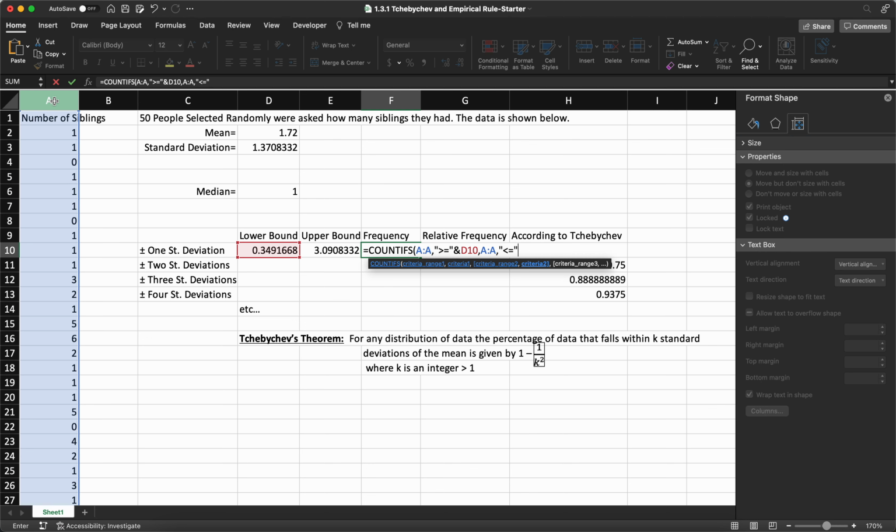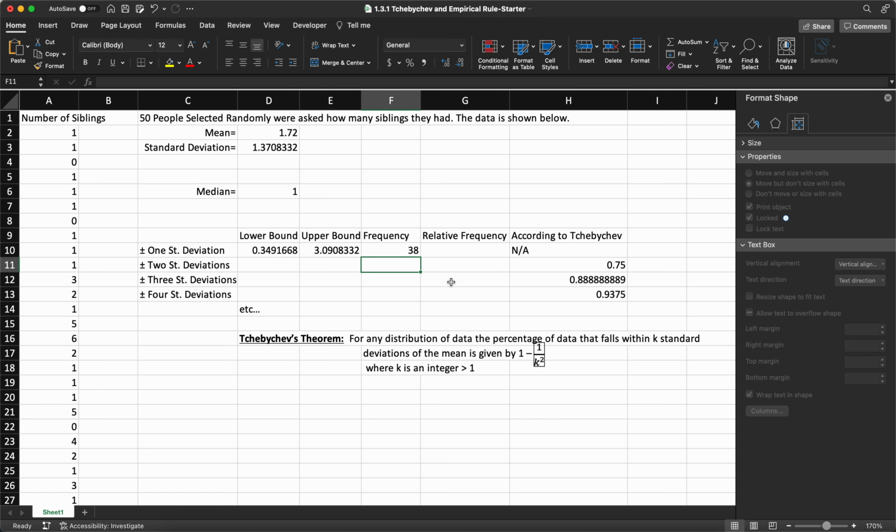than or equal to 3.09. So I'm looking for all of the values in my original data set that are bigger than 0.349 but smaller than 3.09, including those values. But since siblings is a discrete value, they're either 0, 1, 2, 3, 4, they have to be whole number values. This is really saying find all the siblings between 1 and 3. So how many people have siblings between 1 and 3 siblings? That's what this is going to find.